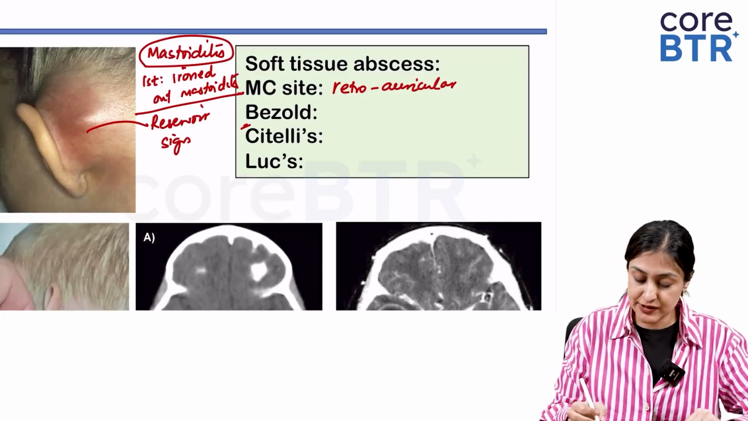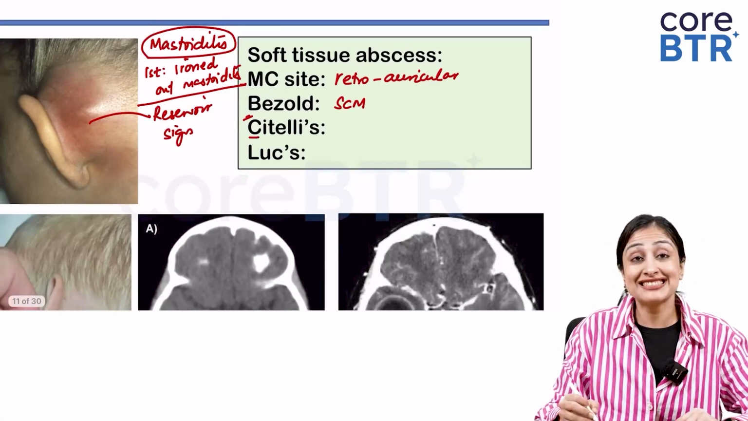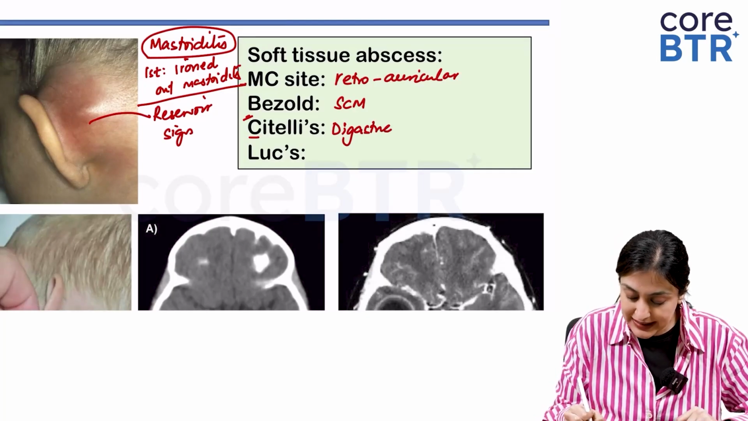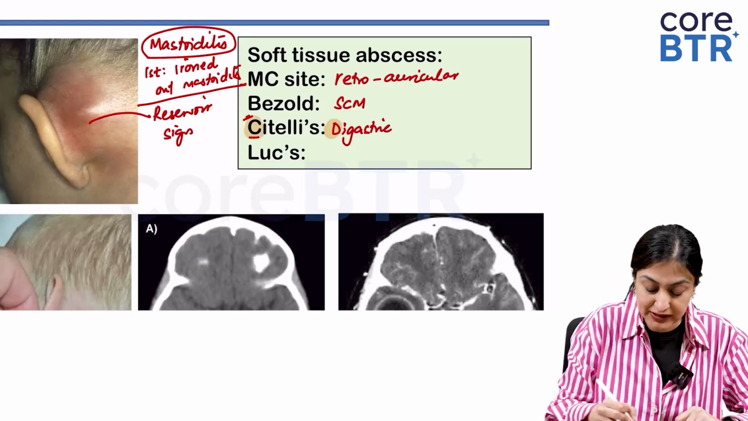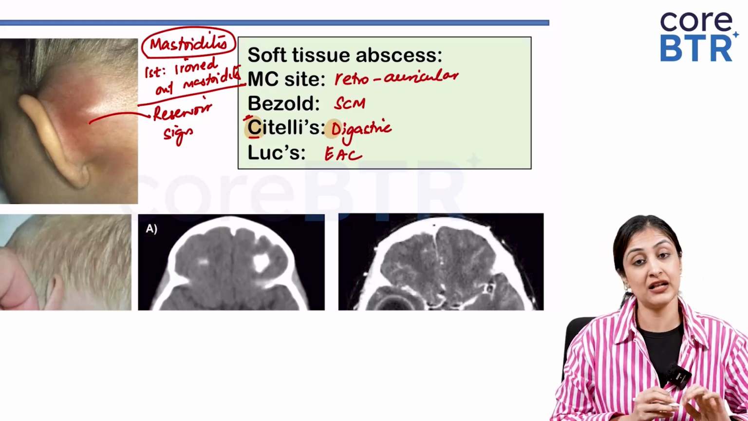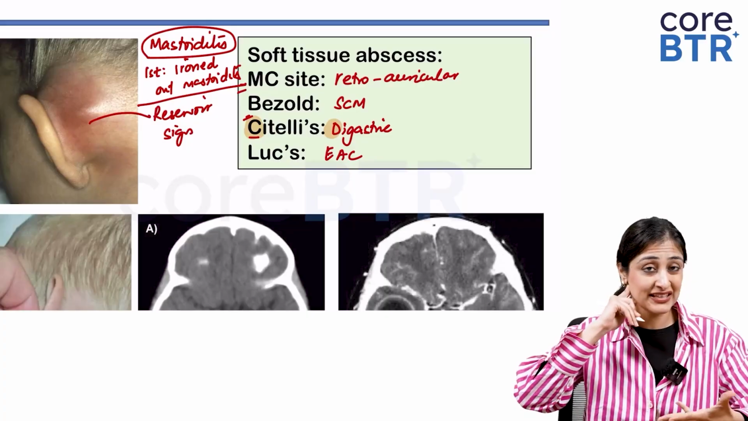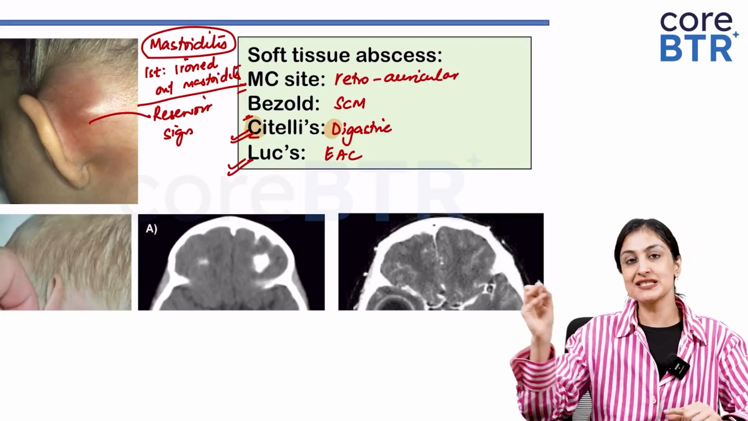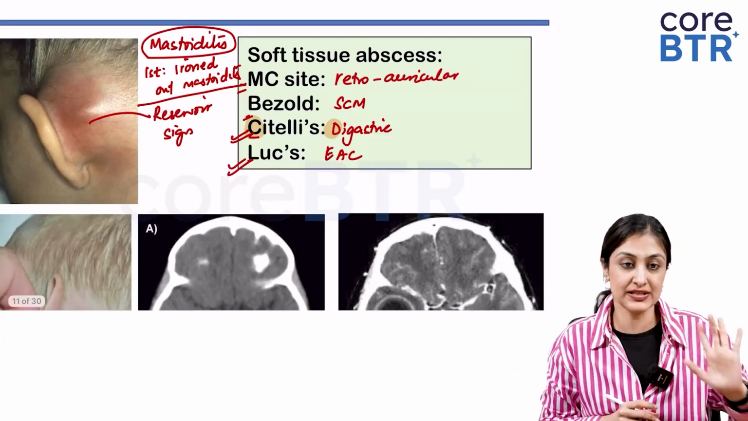Bezold abscess is a sternocleidomastoid abscess. C and D go together, remember? So Citelli is an abscess in the digastric muscle. C and D go together. Look is 3-letter, ESC is 3-letter, external auditory canal. So how to remember? Most common is behind the ear, I can see that. C and D go together. So whatever is left is Bezold, right? So that's how I've remembered this.